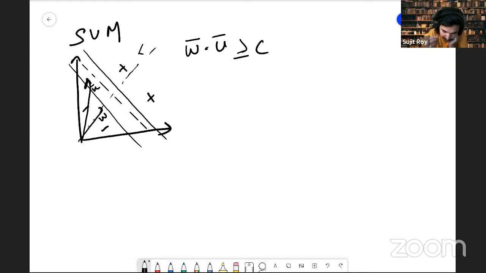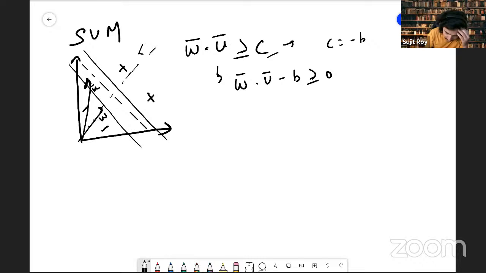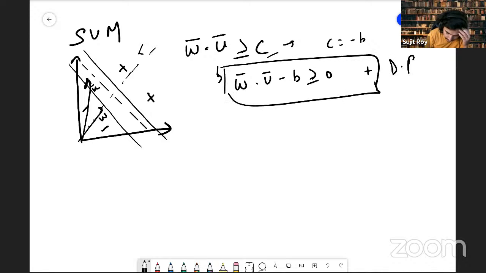So we are trying to do that. Let's say that we're trying to make a decision rule here, and we replace that C with some minus B here. So we can also write the same equation as W vector dot U vector minus B greater than or equal to 0. We can write this, right? So if this is the case, then it will classify the positive point, right? So this is your first decision rule. Okay.